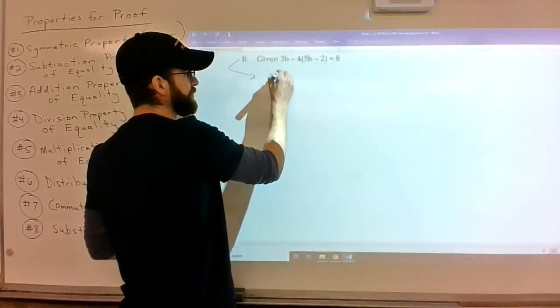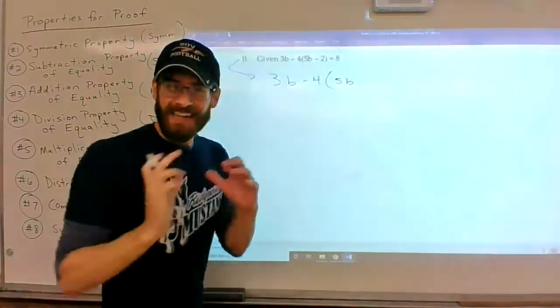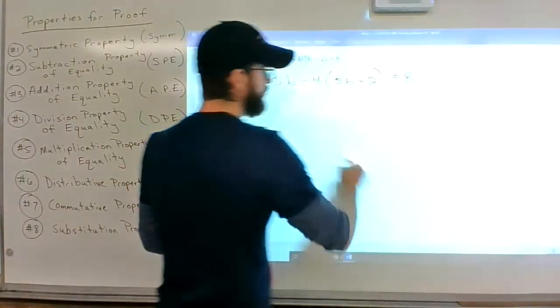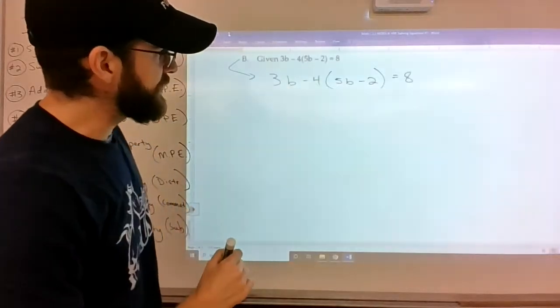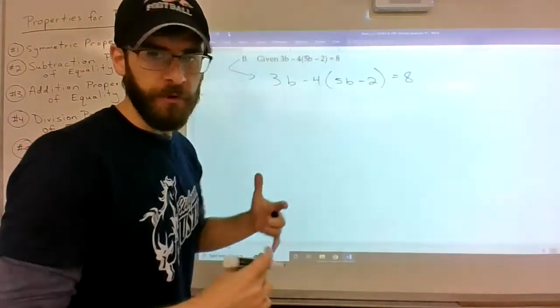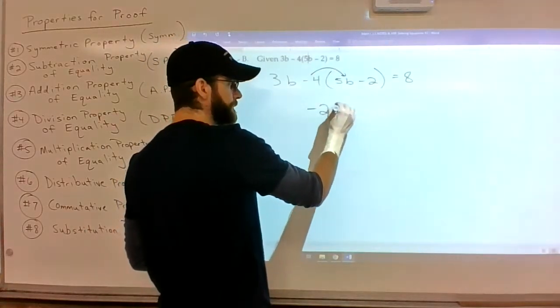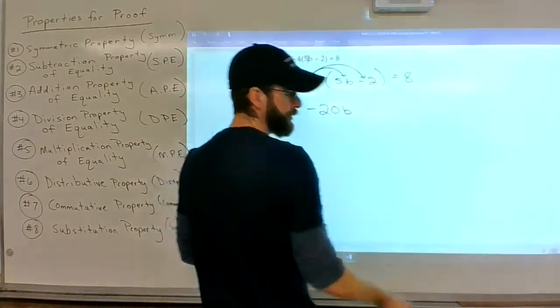All right, our given is 3b minus 4 parentheses, which means times the quantity 5b minus 2 is equal to 8. So that's our given. We would first want to break out these 5b minus 2 from the parentheses. So take negative 4 times 5b and you get negative 20b. Take negative 4 times negative 2.